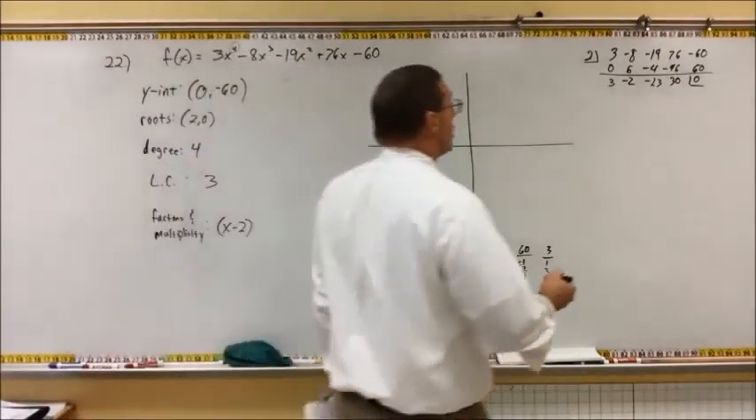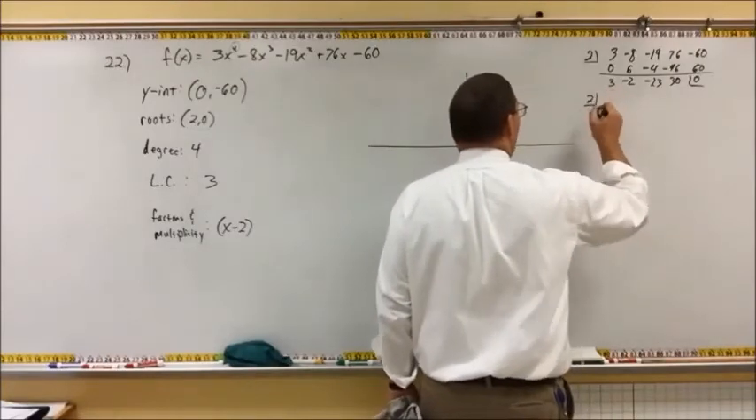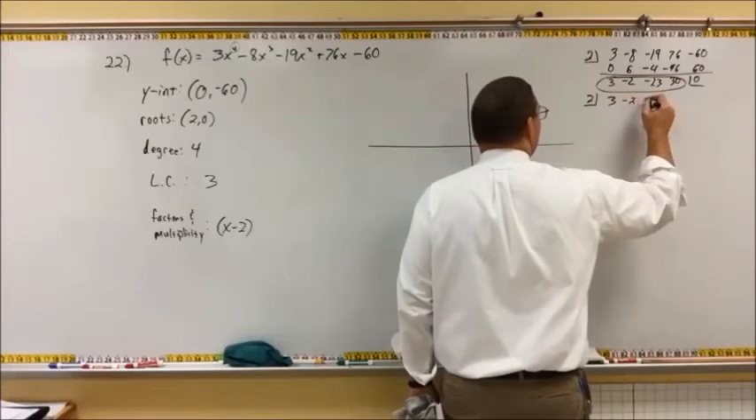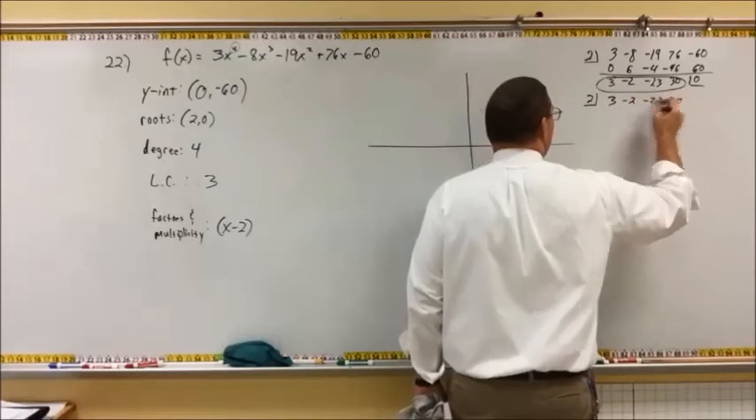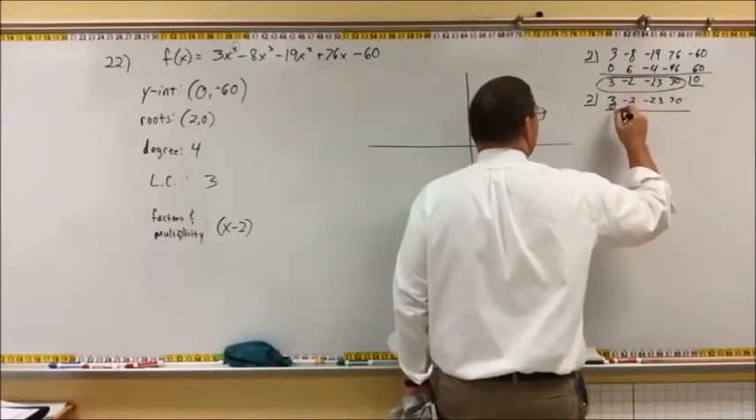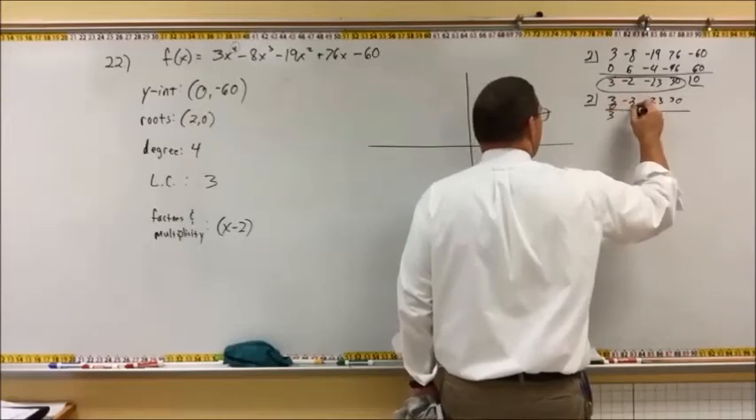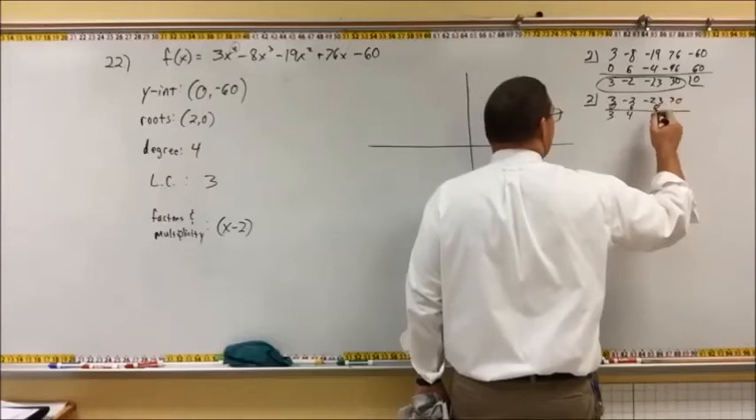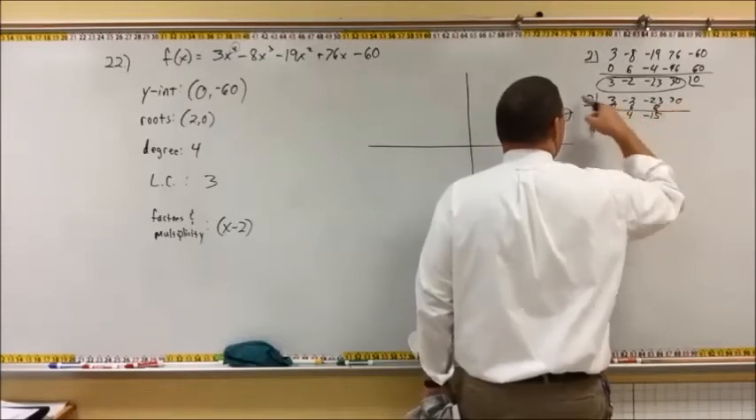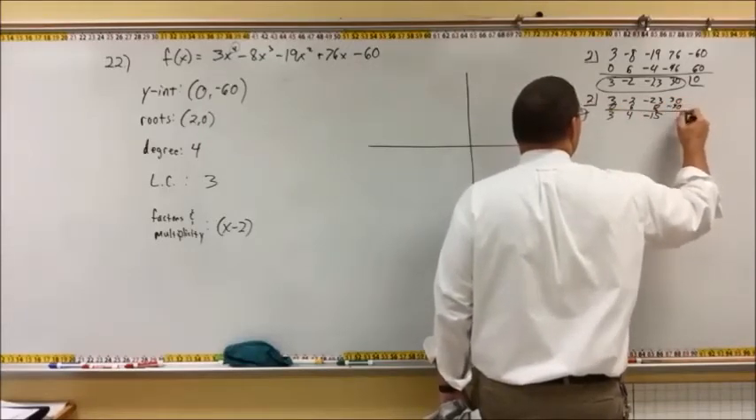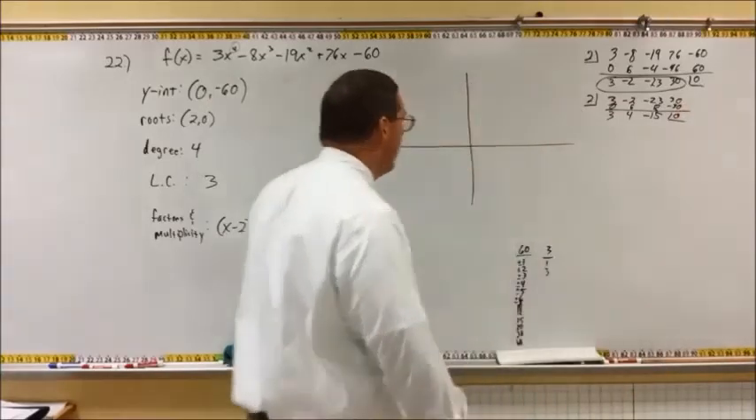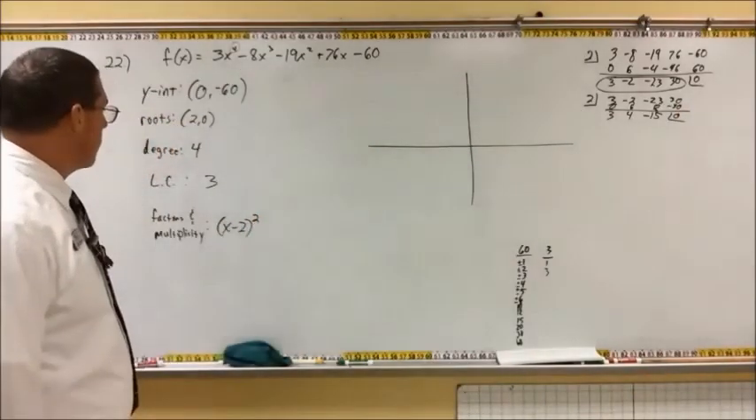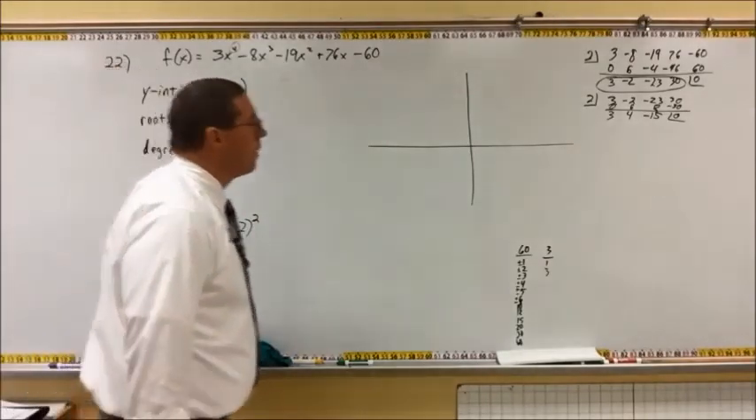All right, now we're going to try 2 again because it might show up twice. And we're going to use these numbers now, a 3, a negative 2, a negative 23, and a 30. So put a 0. 3 plus 0 is 3, times 2 is 6. 6 minus 2 is 4, times 2 is 8. 8 minus 23 is negative 15. Negative 15 times 2 is negative 30, and sure enough, we get a remainder of 0 again. So that means there are 2 x minus 2's.